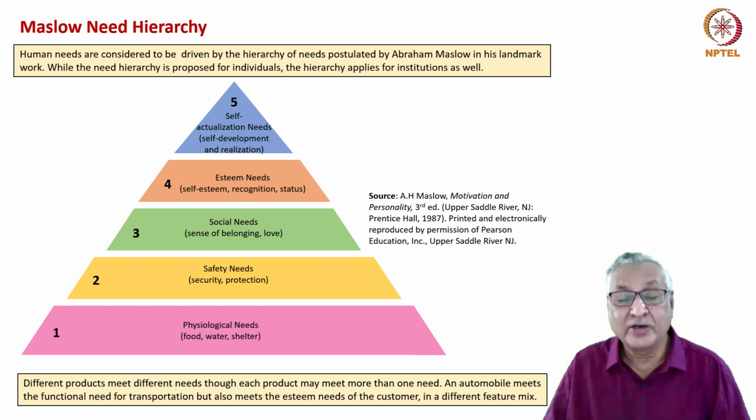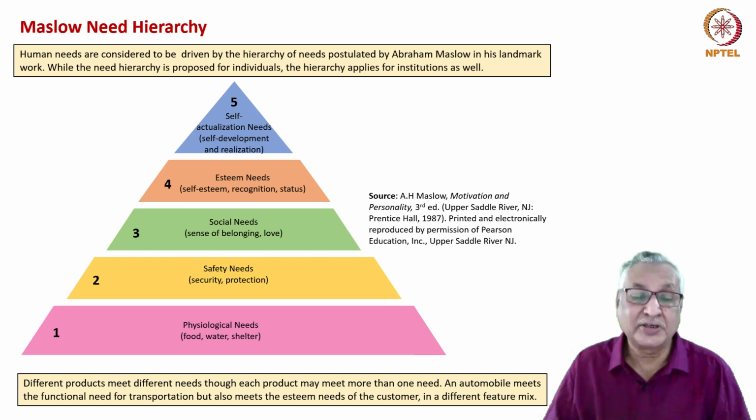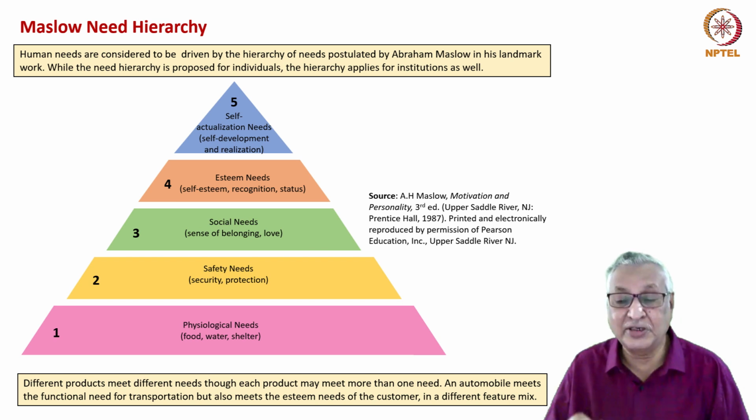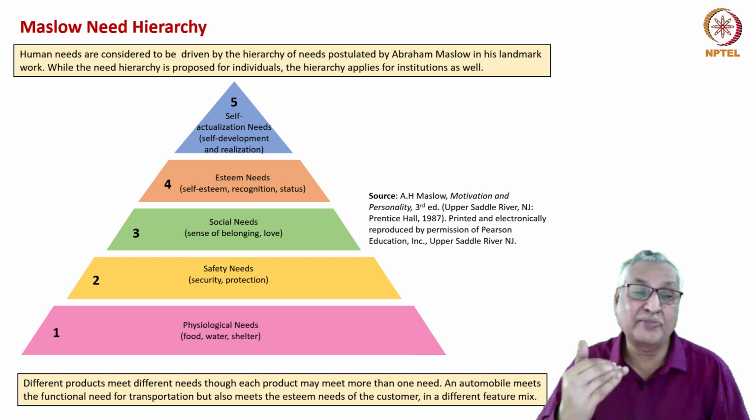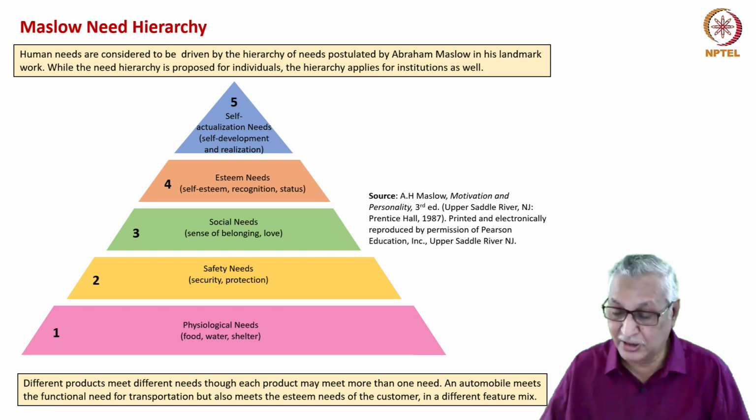Different products meet different needs, though each product may meet more than one need. An automobile meets the functional need for transportation, but also meets the esteem needs of the customer in a different feature mix. So it is important to know that the needs could be overlapped by one singular product, whereas in certain other cases, a product could only meet one type of need.